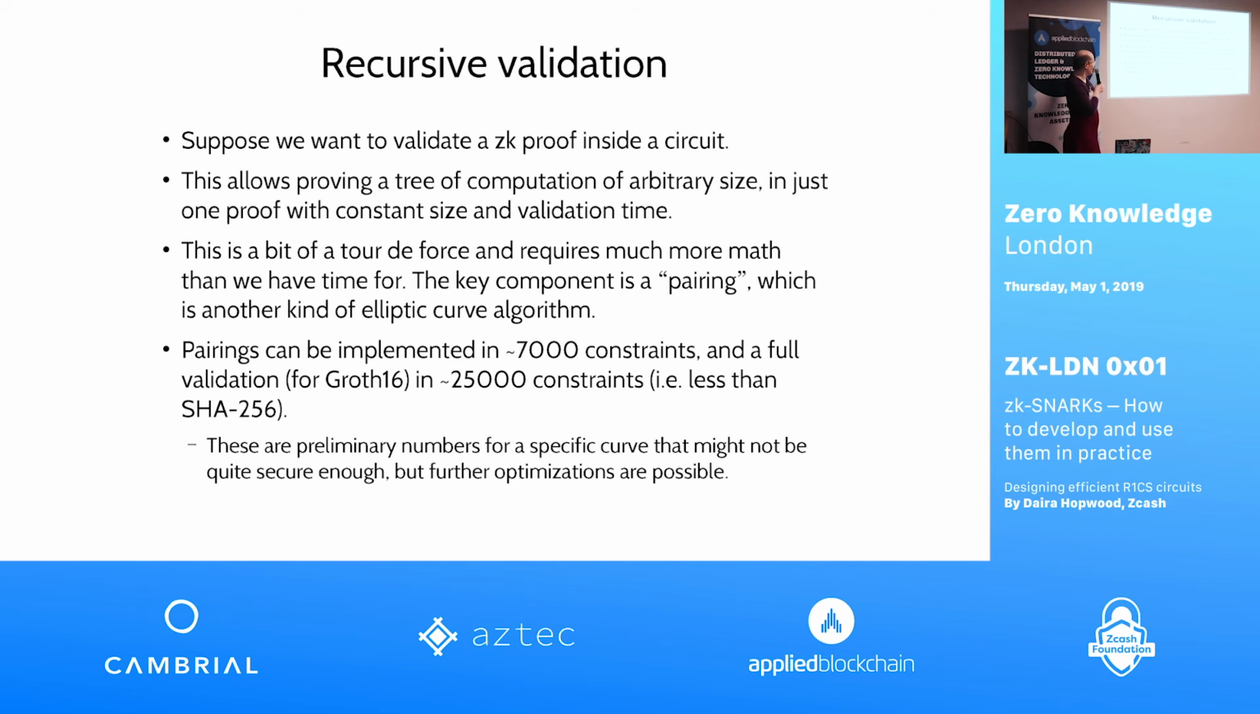So if you remember, I said that SHA-256 costs 27,000 constraints. It's less costly to recursively validate a proof than it is to do one SHA-256 hash. So it's actually really practical to use this in real-world protocols.